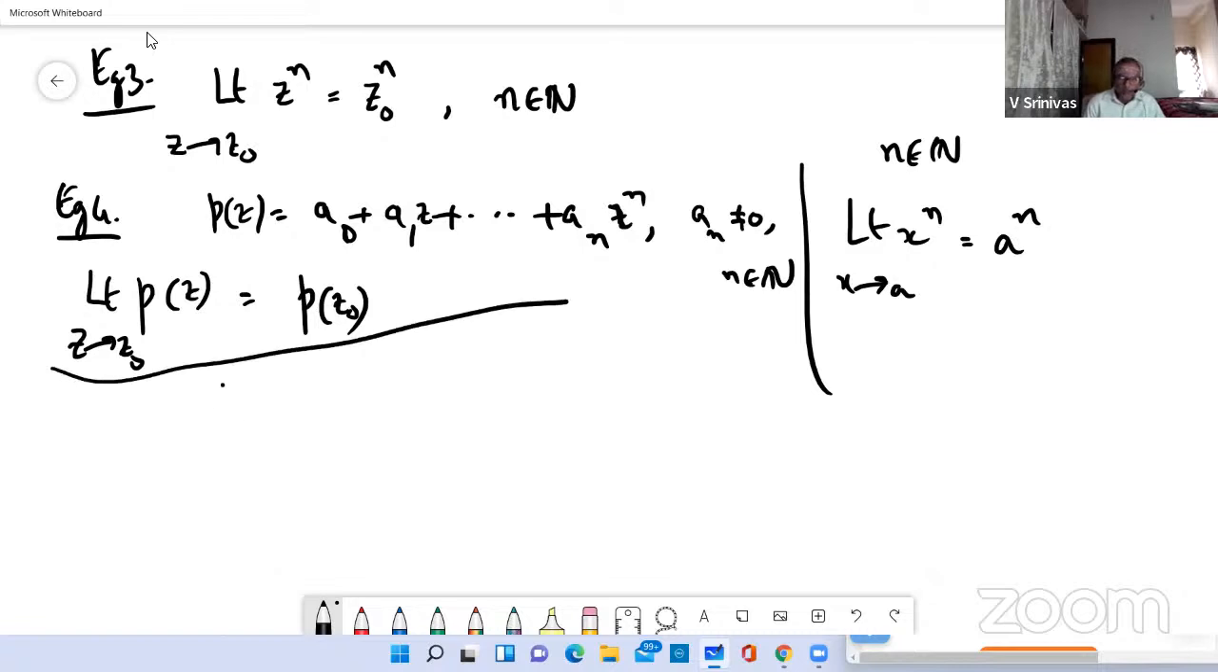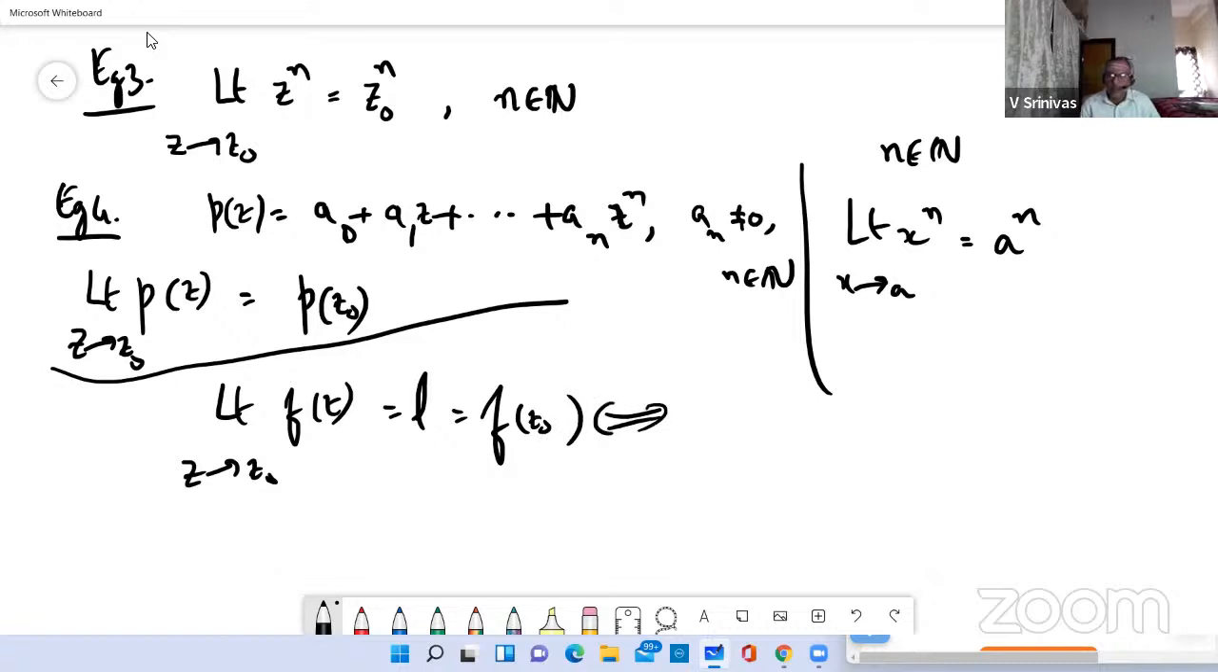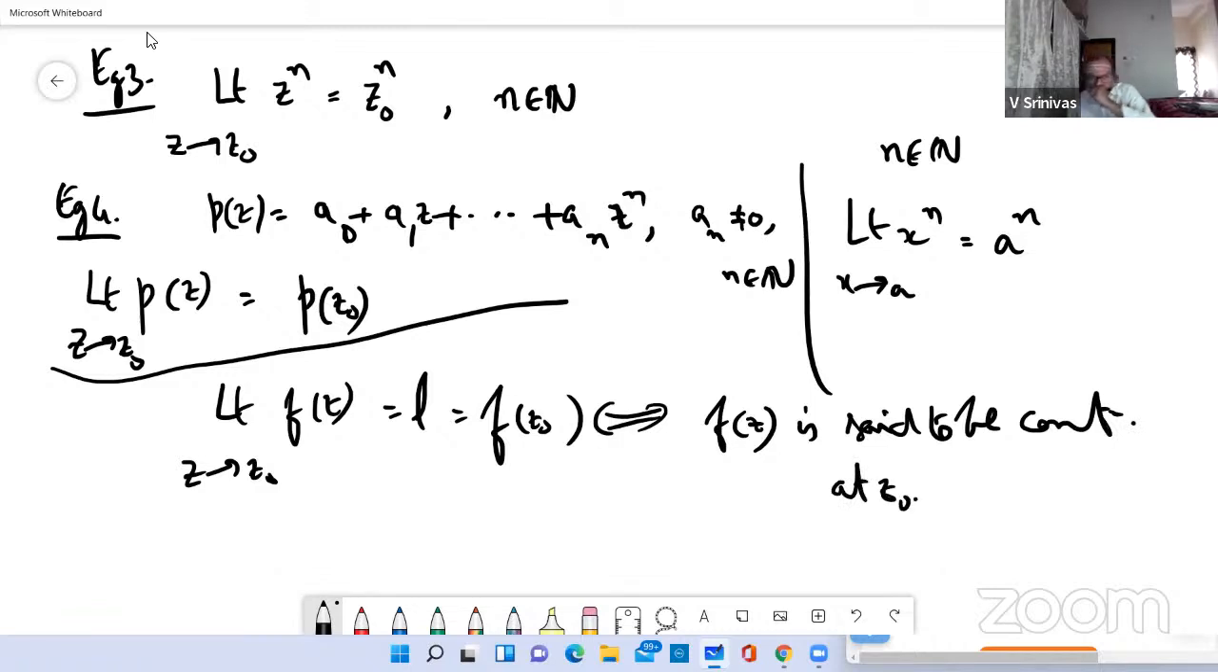Okay, so we define the limit of f(z) as z goes to z naught, this is equal to some L. If this limit exists and if this limit value is equal to the function value at this z naught, such functions are called continuous. f(z) is said to be continuous at z naught, if the limit of f(z) exists at z equal to z naught and the limit value is equal to the function value at this point z naught. If this limit value equals the function value, then we say such function f(z) is continuous at the point z naught.